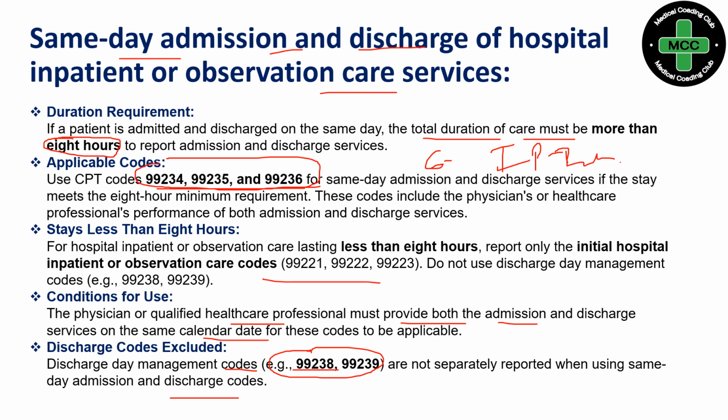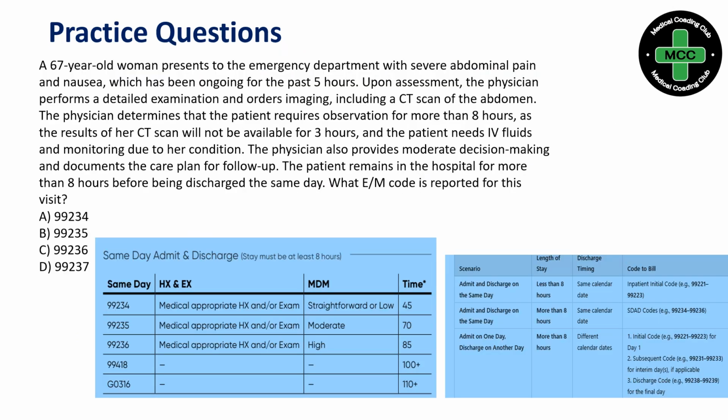You can go ahead and see the MDM or the time, and based on that you can assign the E/M code. And if it is more than 8 hours and you are getting different calendar dates, then it completely goes to IP. You have to code one day initial service, the next day subsequent, and whenever the patient gets discharged you have to code the discharge code also. So this is a brief overview on same day admission and discharge. We'll see the codes and one question also.